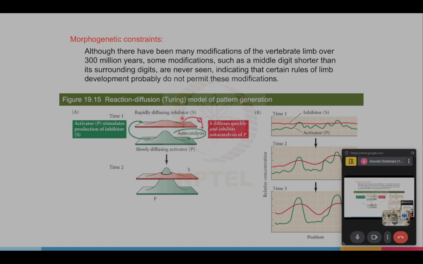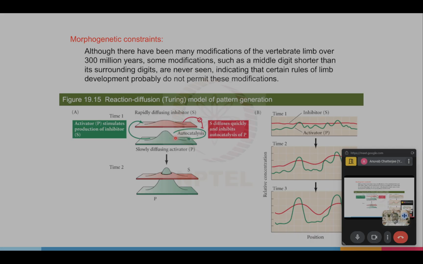So how does it work? Say you have two different molecules in your tissue field. One of them is P, which is a slow diffusing activator. What it means is that it activates itself, so it causes more of itself to be produced, as well as causes the production of another molecule called S. This S is a rapidly diffusing inhibitor.